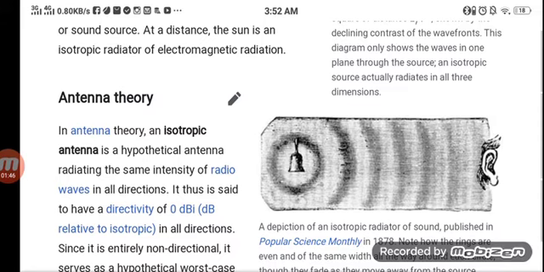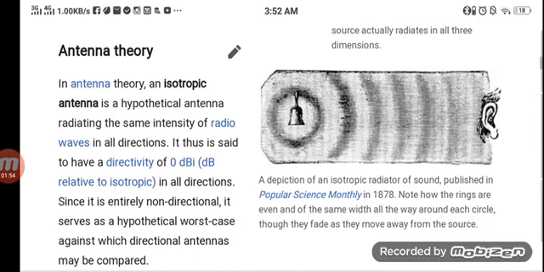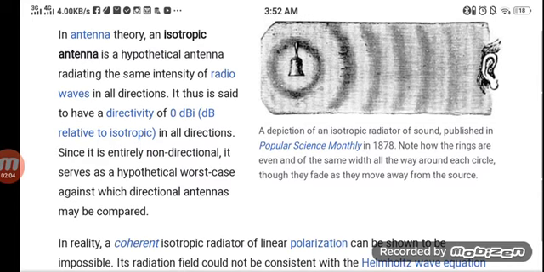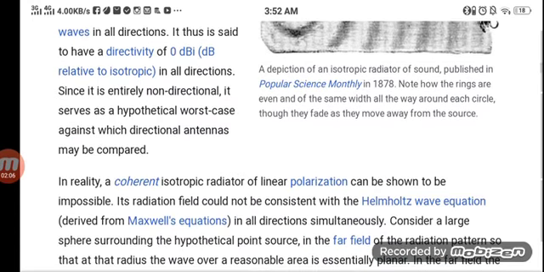It thus is said to have a directivity of 0 decibels relative to isotropic in all directions, since it is entirely non-directional. It serves as the hypothetical worst case against which directional antennas may be compared.